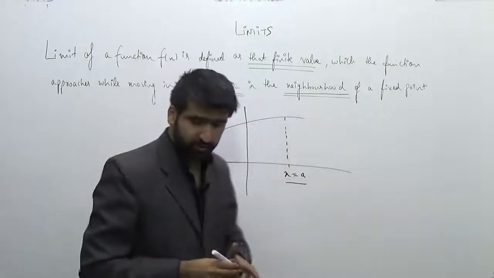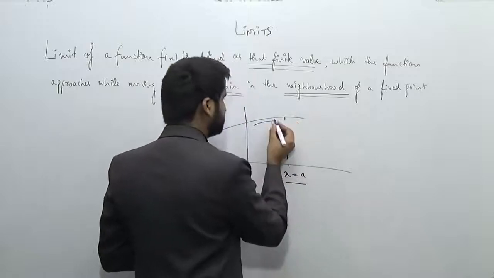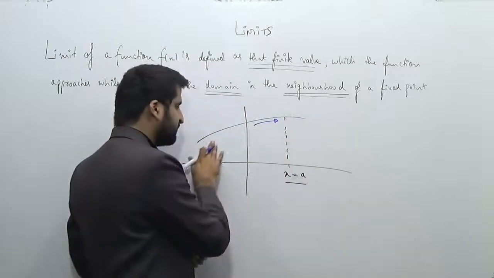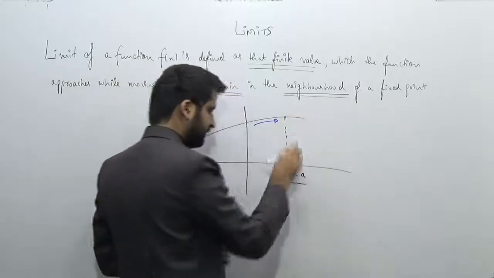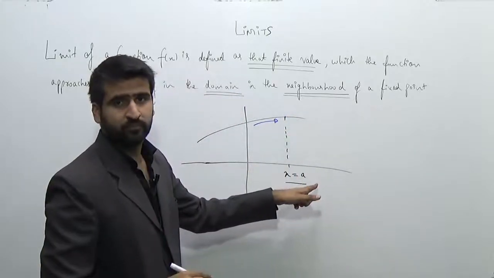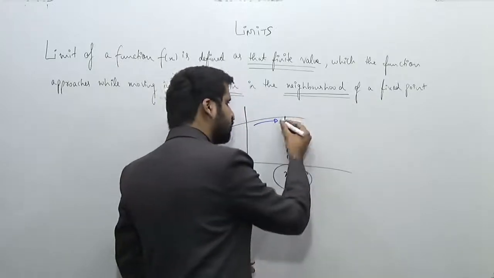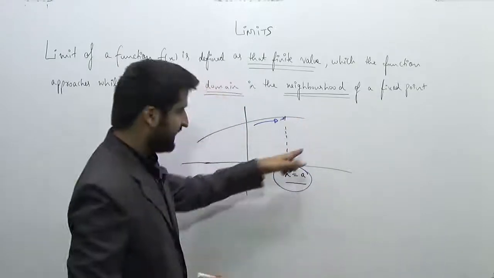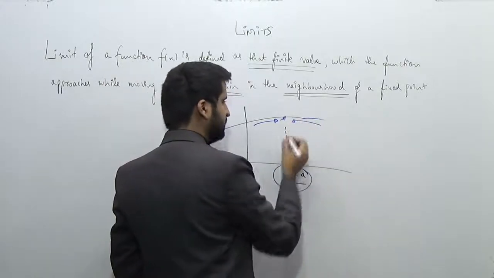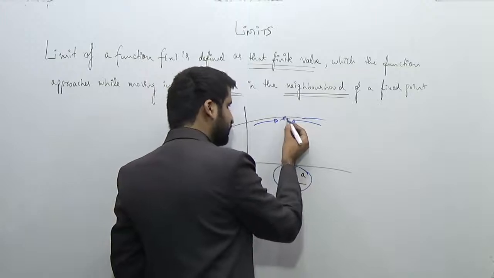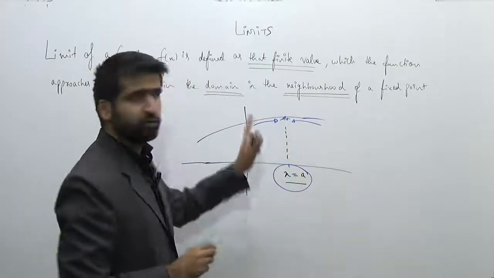Now what do I mean by the word neighborhood? Neighborhood means if I start moving across this function on the x-axis, as I am about to reach x = a, I want to know the value of this function as I'm about to reach the value x = a. Similarly, if I'm moving backwards on this function, as I'm about to reach x = a from this side, I want to calculate the value. Both these values will give you the limit.